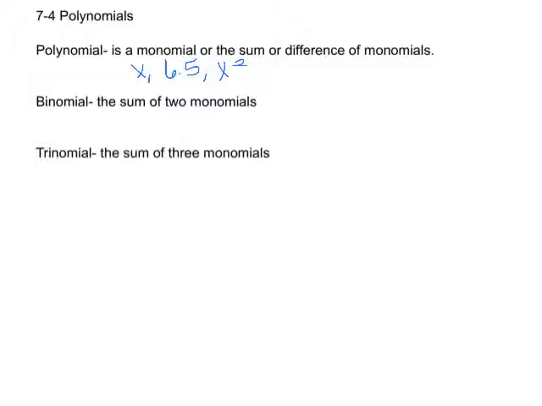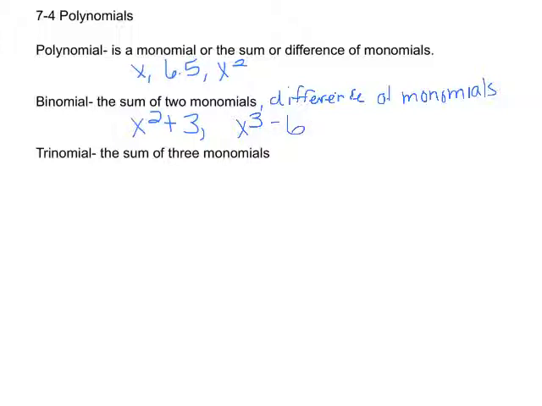So for an example, we have x squared plus 3. On a binomial, we can also have the difference of monomials as well. So I could have an example of x cubed minus 6. And a trinomial is the sum of three monomials or the difference. And an example of that would be like x squared plus 2x plus 6.